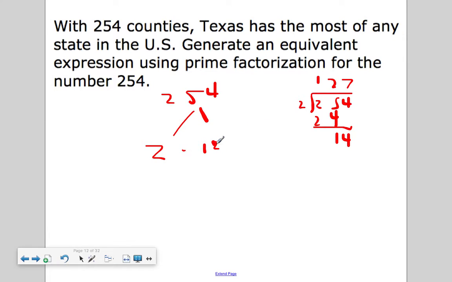And I honestly do not know. I believe I could be wrong. So I'm not going to redo this video, but I think I know 2 is prime. I think 127 is also prime. I can't figure out how I could break that down anymore. So I guess it's 2 times 127.